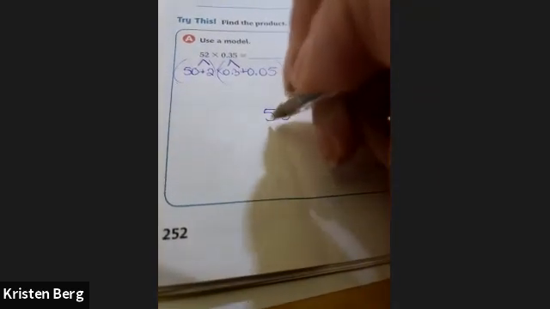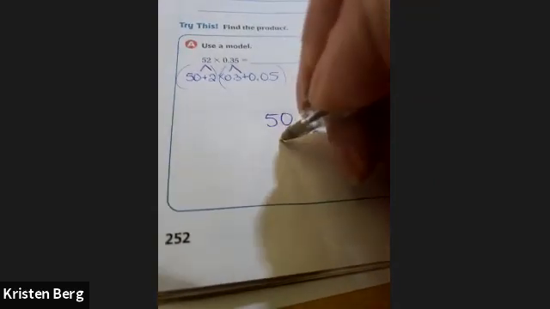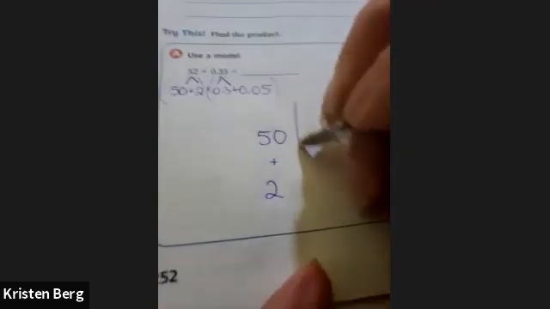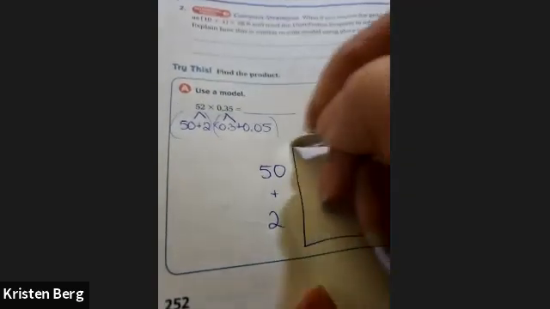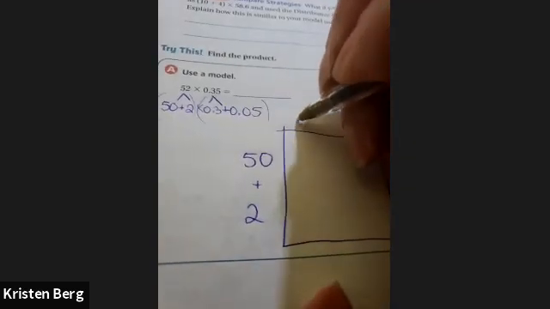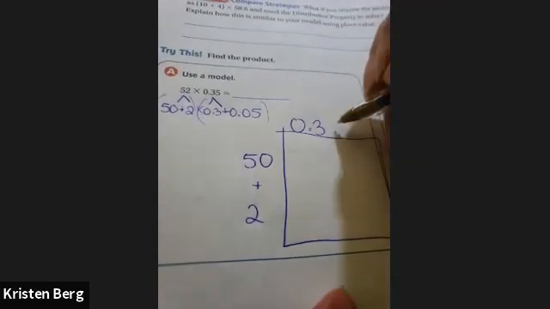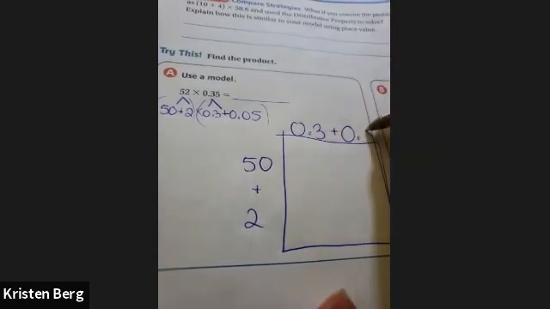So here is what you could have done. You could have done 50 plus 2 on this side of it. And then this side would have been 3/10 plus 5/100.